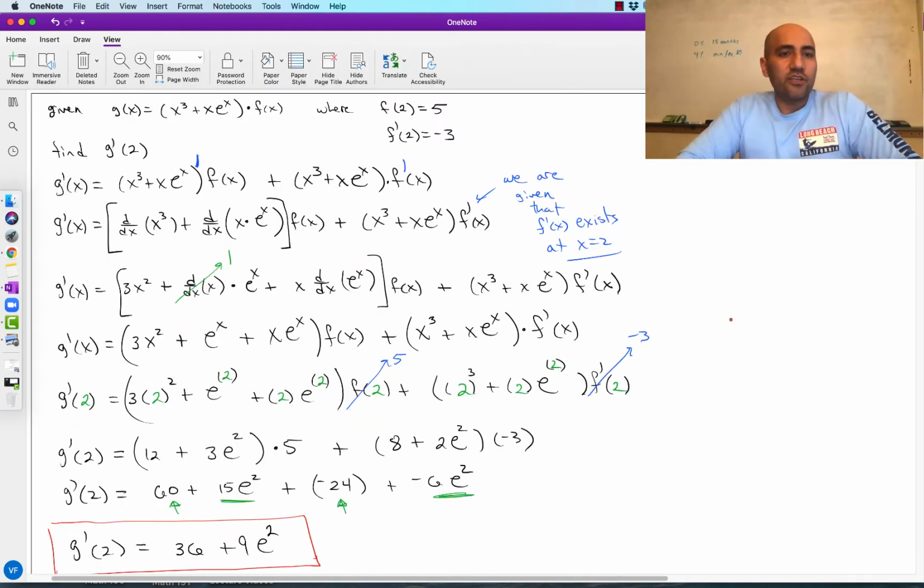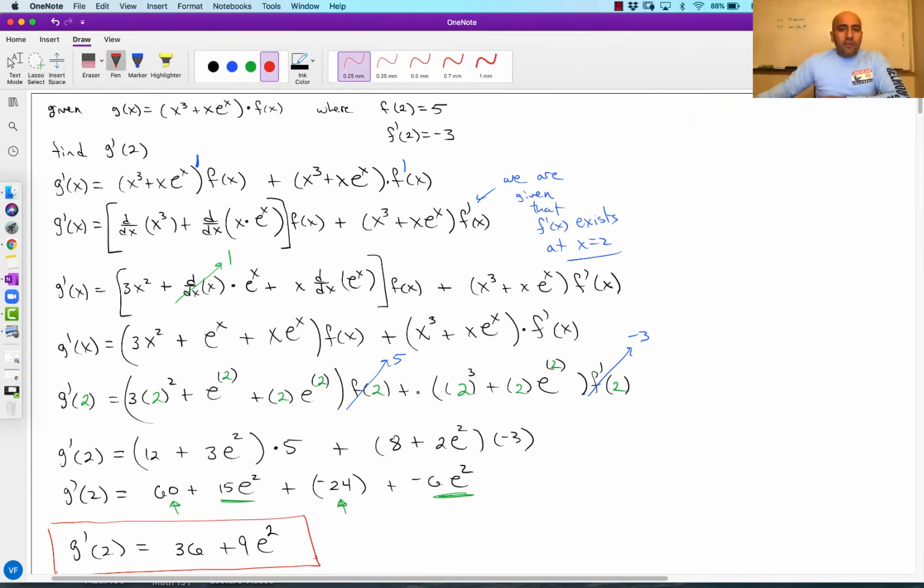Okay, so given g of x equals this product, we can apply our product rule, simplify, combine, reduce, and then come back and evaluate our function g prime of 2. Okay, so now let's think about what this means. So we are given this function here. We can't really graph it because we don't know what f of x is. We only know that f of 2 is 5, and we know that f prime of 2 is negative 3. So we can evaluate this function at 2. Let's do that.